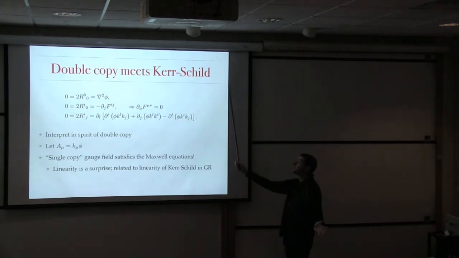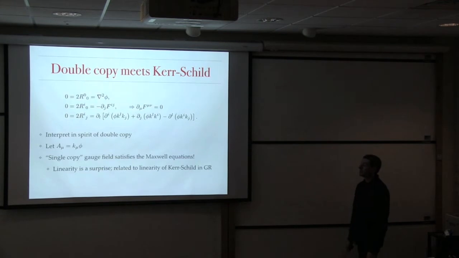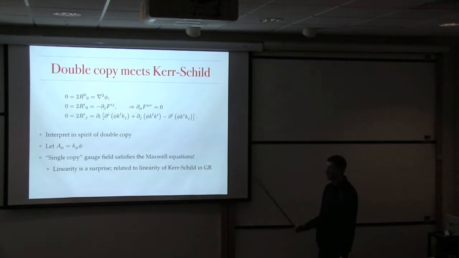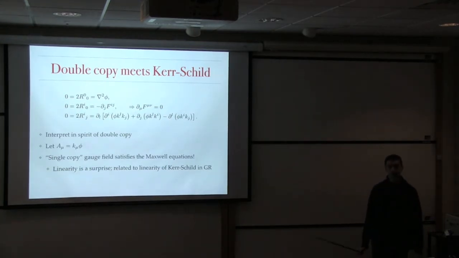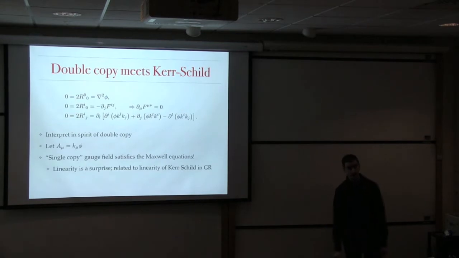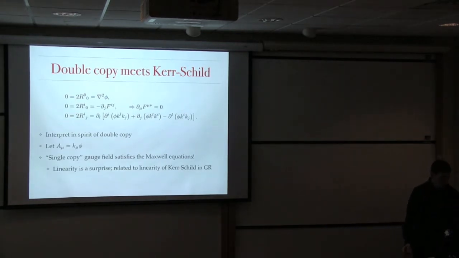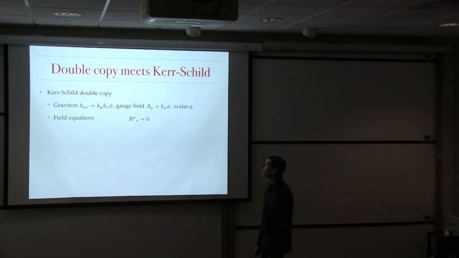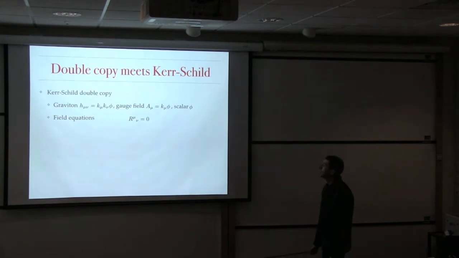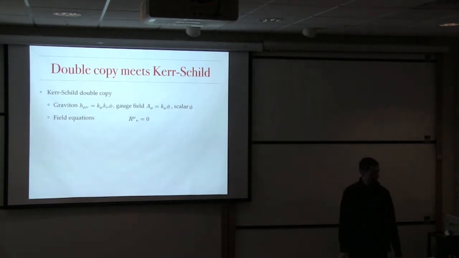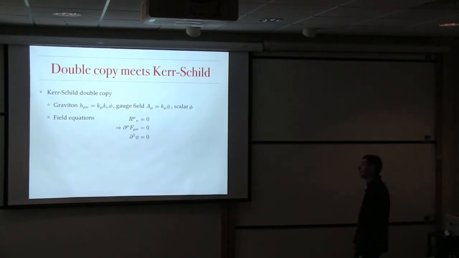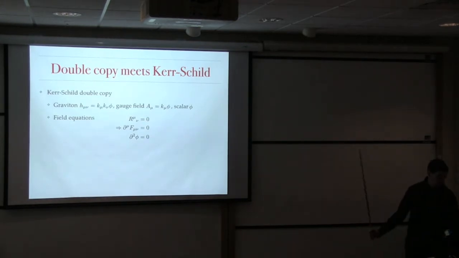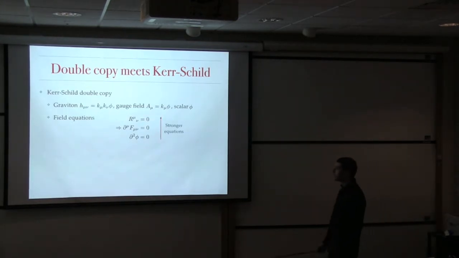You might think that you're going to get something non-linear here. On the other hand, we know that the Kerr-Schild equations were linear, so maybe we shouldn't be surprised about this. The surprise is that the gravitational theory is simple, not that the gauge theory is simple. Okay, so the double copy story here is that there's some graviton, that's this structure, there's a gauge field, and a scalar field phi. The gravitational field equations imply the Maxwell equations for the gauge field and the free equations for the scalar field.